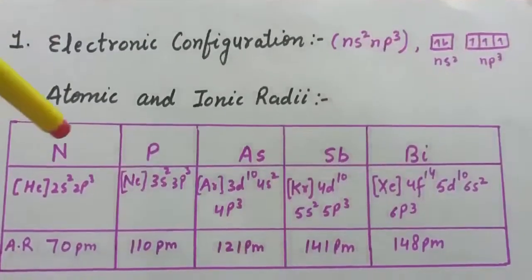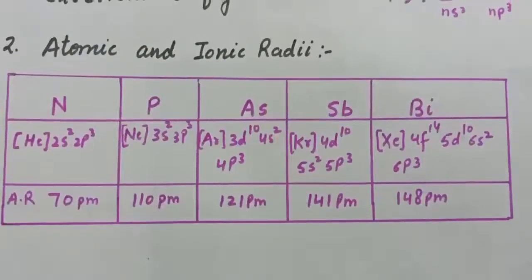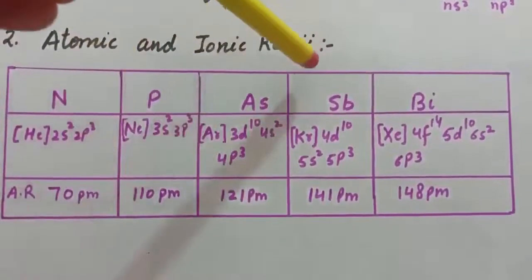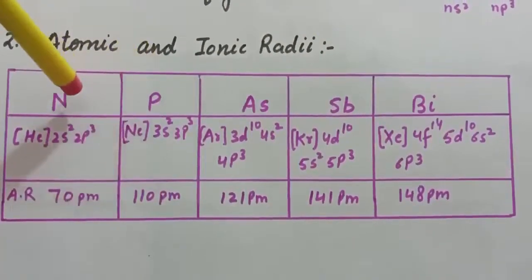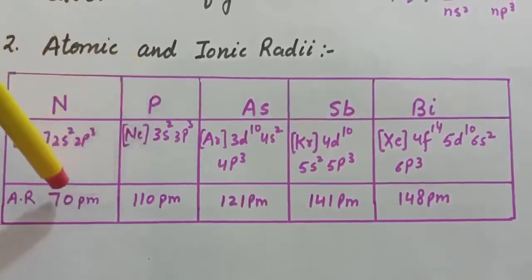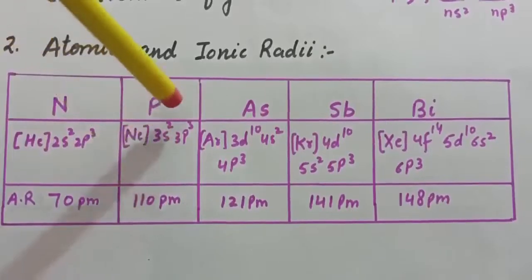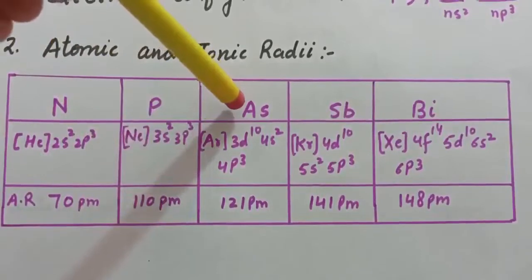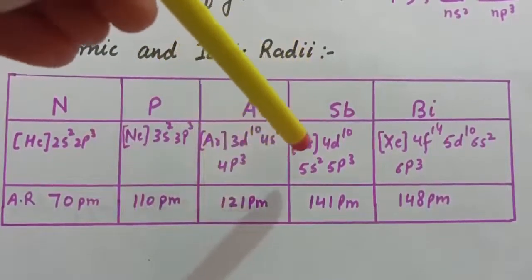Now the next property is atomic and ionic radii. The general trend is that when we move from nitrogen to phosphorus, phosphorus to arsenic, and then antimony and bismuth, the atomic and ionic radii increase. However, when we move from nitrogen to phosphorus, the atomic radius increases from 70 to 110 picometer. But when we move from phosphorus to arsenic, and then from arsenic to antimony, a small increase in the radius is observed.